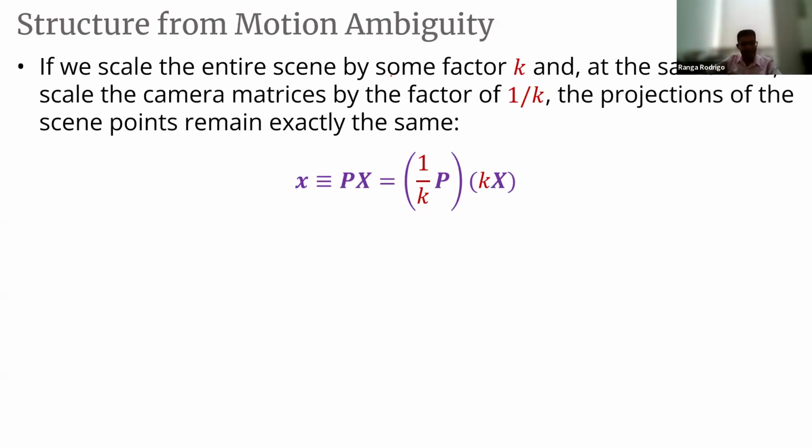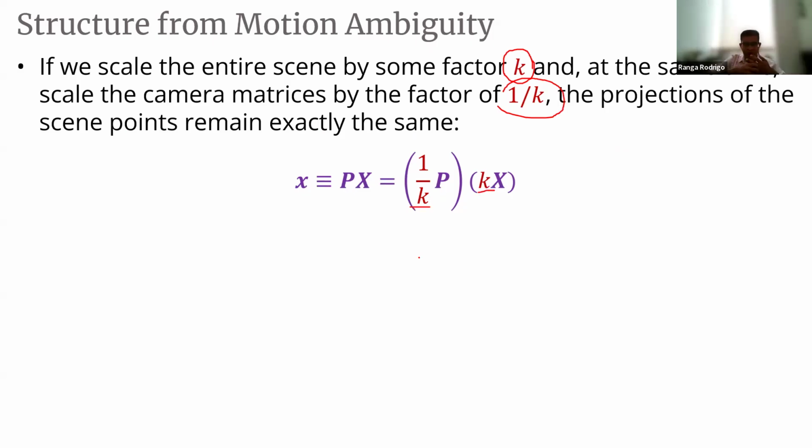If we scale the entire scene by a factor of k, and at the same time scale the camera matrix by a factor of 1 over k, the projection of the same points remains exactly the same. So the images remain exactly the same if you put a k here and 1 over k there. Think about it like this.